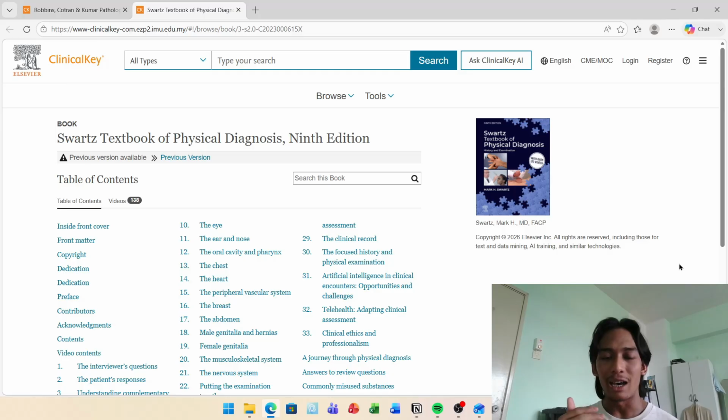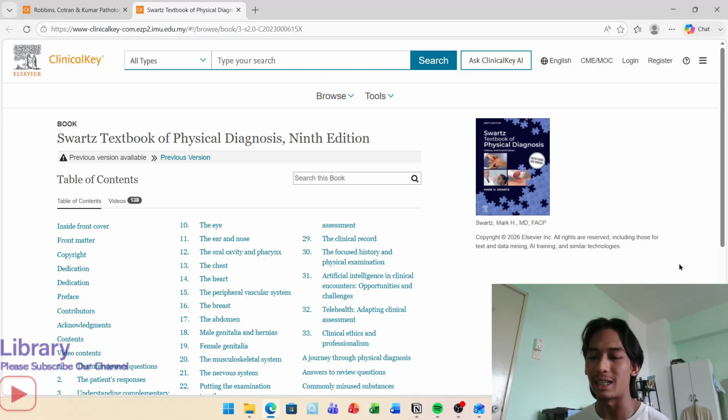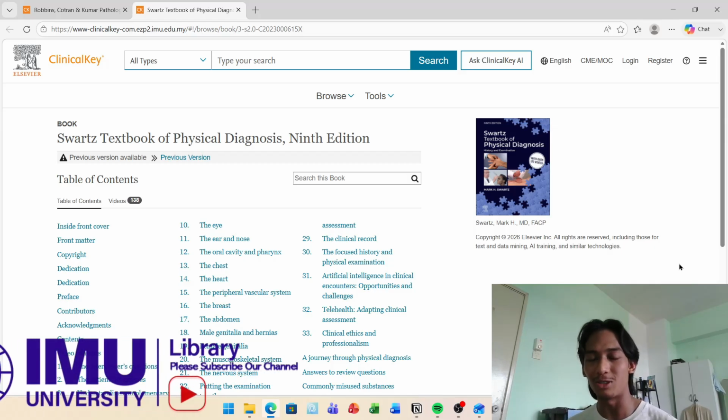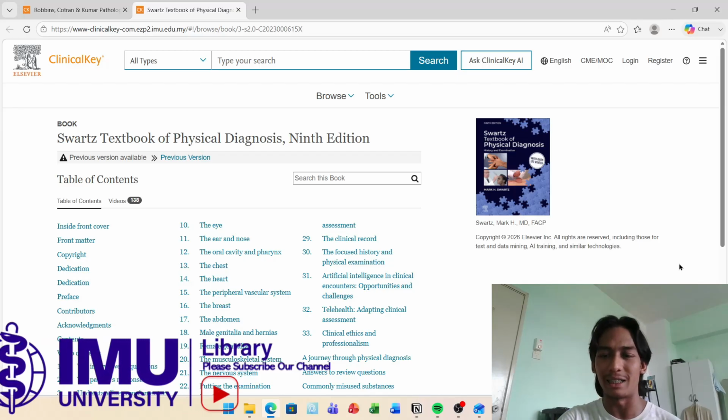So having this book especially able to guide us exactly on the section on heart sounds and lung examinations on that specific topic is very helpful, and I personally like that.